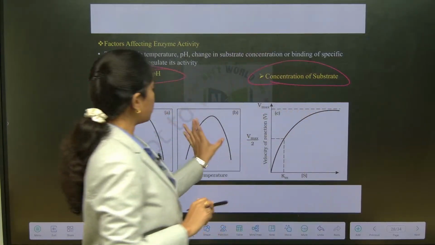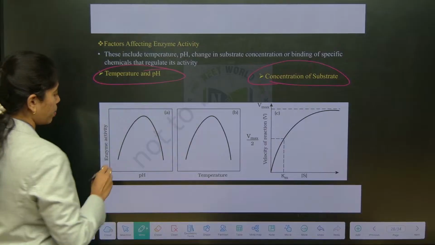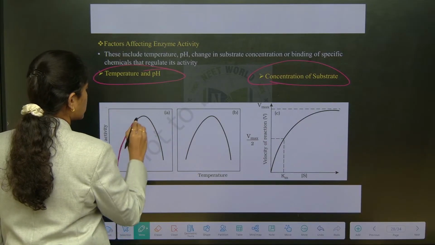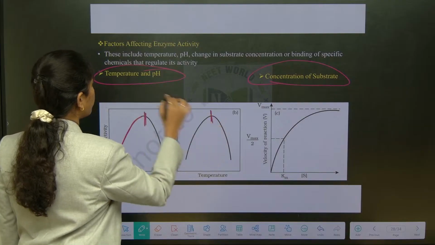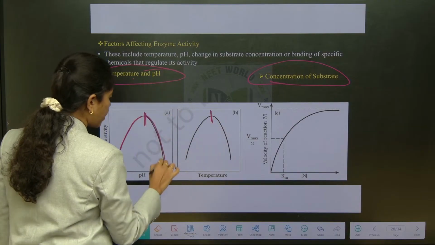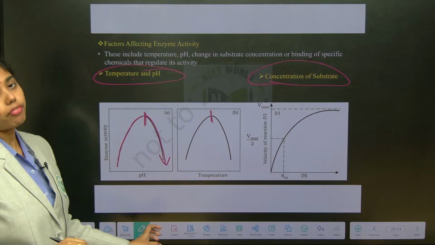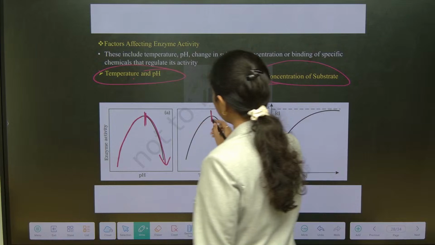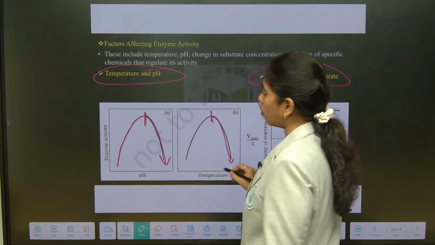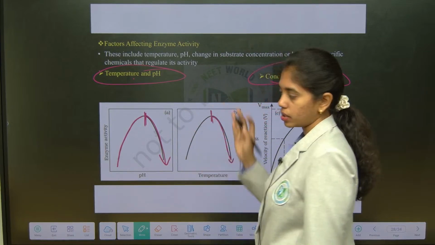Both temperature and pH will give you a bell-shaped graph that shows a drastic increase in enzymatic activity until it reaches the optimal temperature and pH, and a drastic downfall once after reaching the optimal range. Then you will see a drastic downfall with increase in temperature or increase in pH.